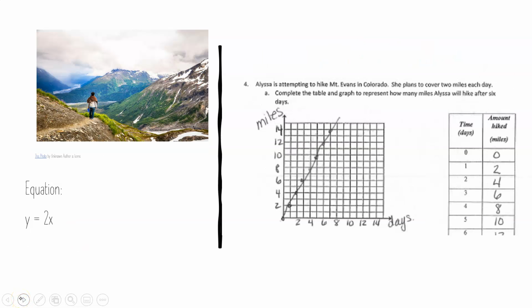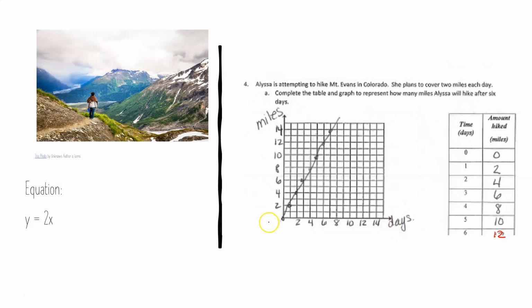Number 4, Alyssa is attempting to hike Mount Evans in Colorado. She plans to cover 2 miles each day. So as you can see on the table, she starts with nothing. She starts at the bottom, and every day she's going to hike 2 more miles. So after 1 day she'll be at 2, 2 days she'll be at 4, 3, 6, 4, 8, 5, 10, and this should be 6, 12. The days will be on your x-axis, and the intervals will be 1.